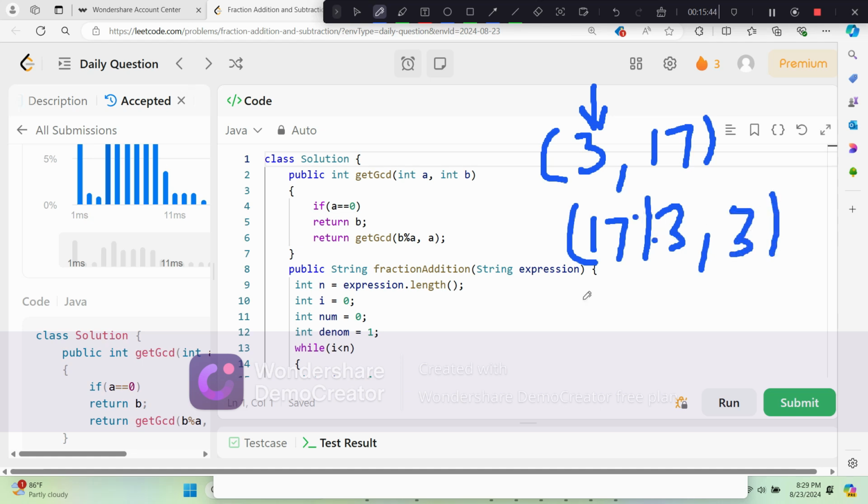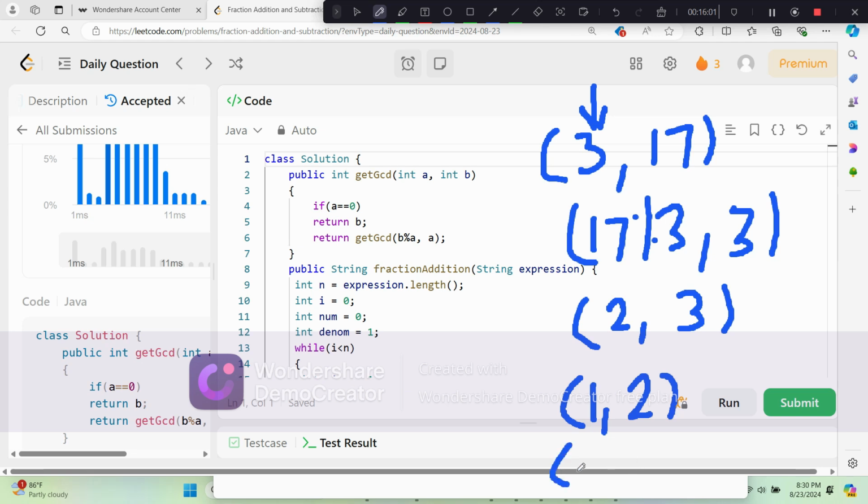So what would it be? It would be 2 here, right? 2 here and 3 here. Again, this is not 0. So again we would be replacing it with 3%2, which is 1, right? So 1 and 2 like this. Now again we would be replacing it. So 2%1. 2%1 always gives a 0 remainder for every number, right? And 1 would come here. Now in this case, this condition is getting fulfilled. So the answer would be 1.